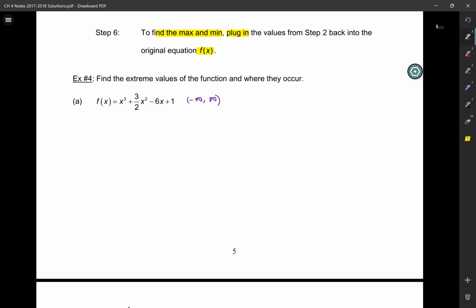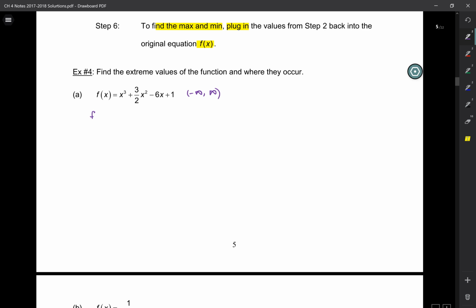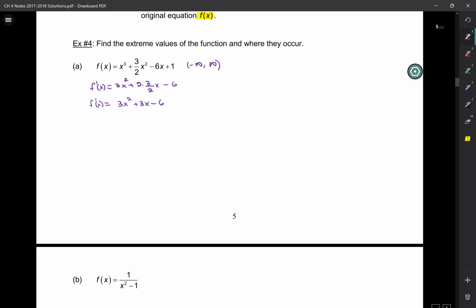Okay, so now we need to find the critical points. To find the critical points, we're going to take a derivative. It's going to be 3x squared plus 2 times 3 over 2x minus 6. So f prime of x is 3x squared plus 3x minus 6. To find the critical points, we want to set this equal to 0, right? So we're going to do 3x squared plus 3x minus 6 equal to 0.